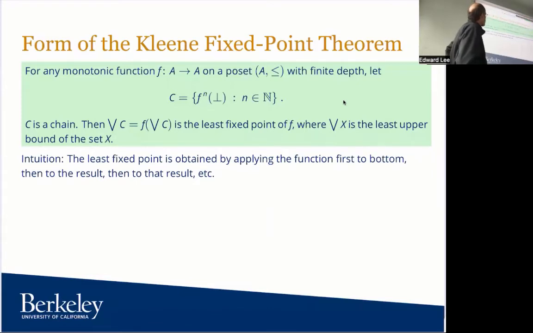So if you have a monotonic function on a partially ordered set with finite depth, then you can construct a set that is just the function applied repeatedly to bottom, whatever the bottom of your partial order is. All right. That set will turn out to itself be an ordered set, a totally ordered set, because of the monotonicity of the function. And so we call that a chain. And then the least upper bound of that chain will be the least fixed point of the function f. And it'll always exist and it'll always be unique.